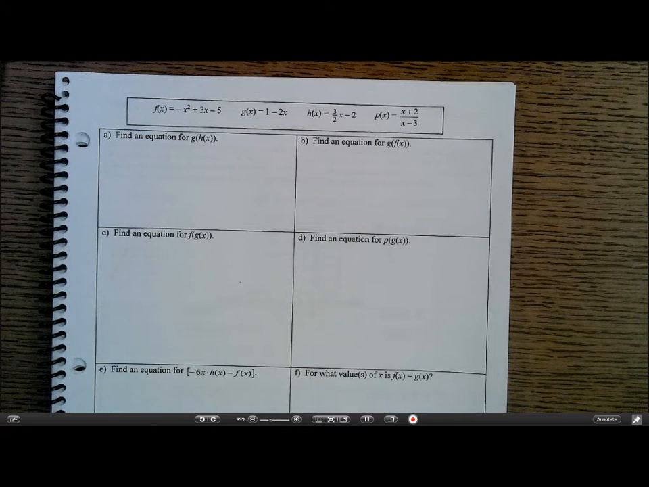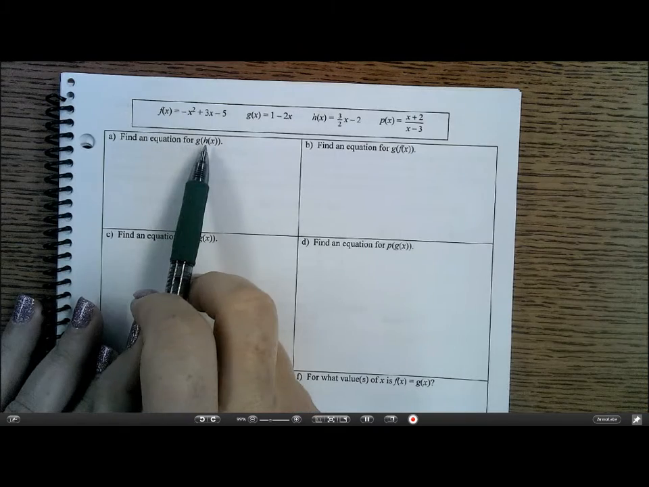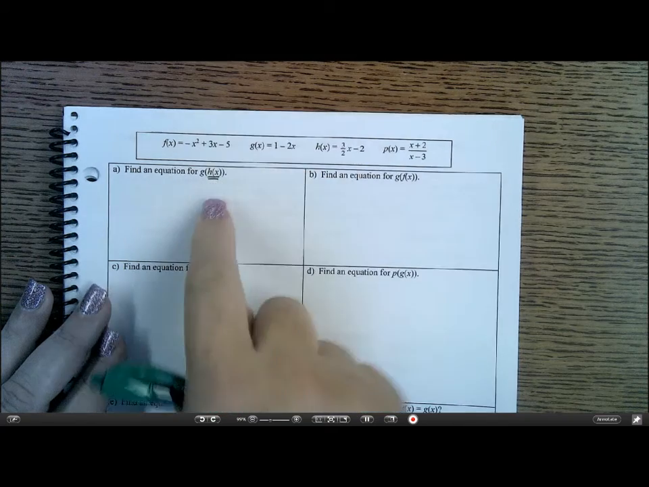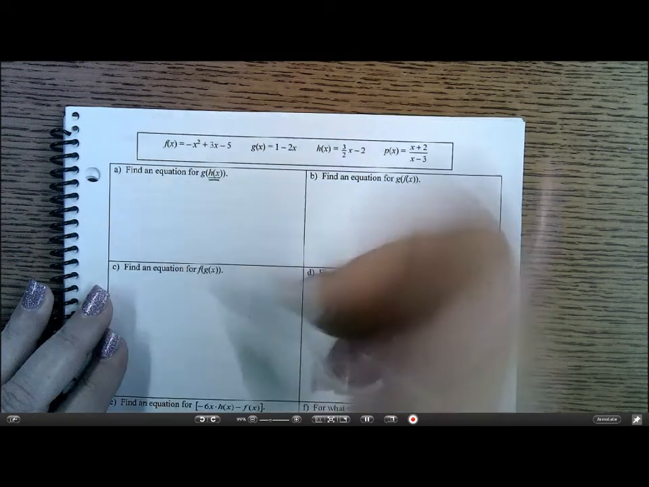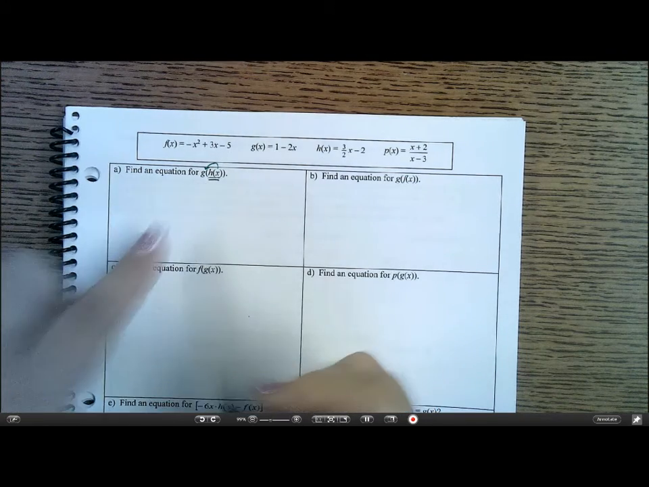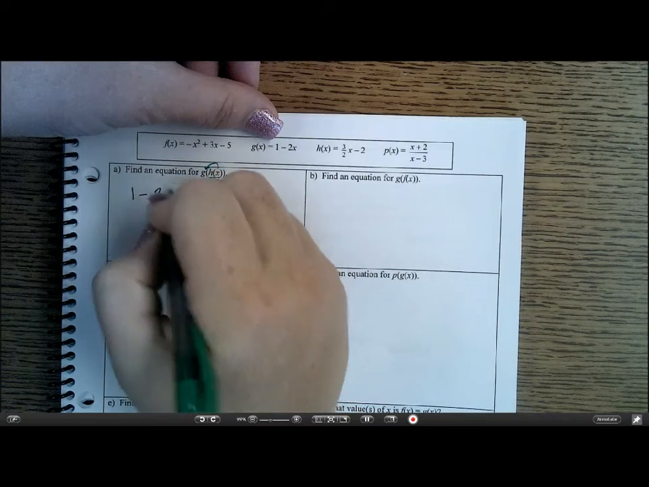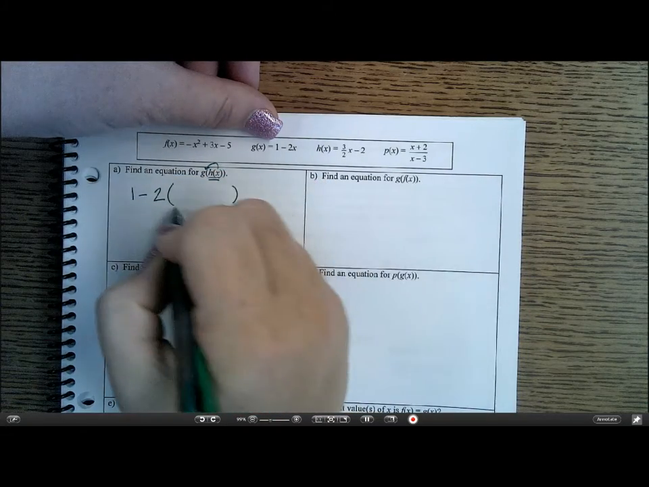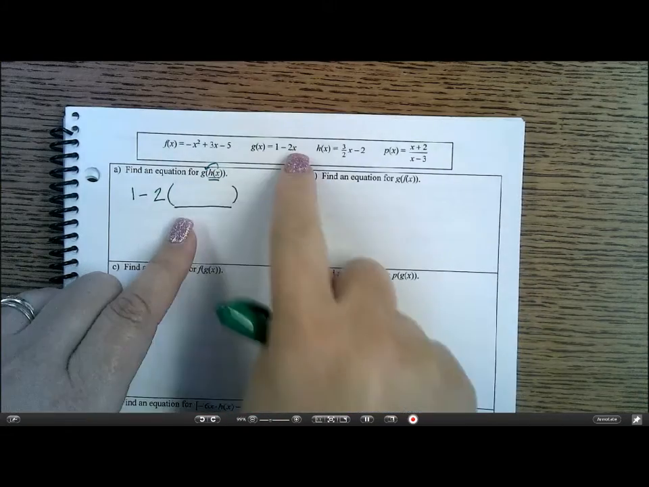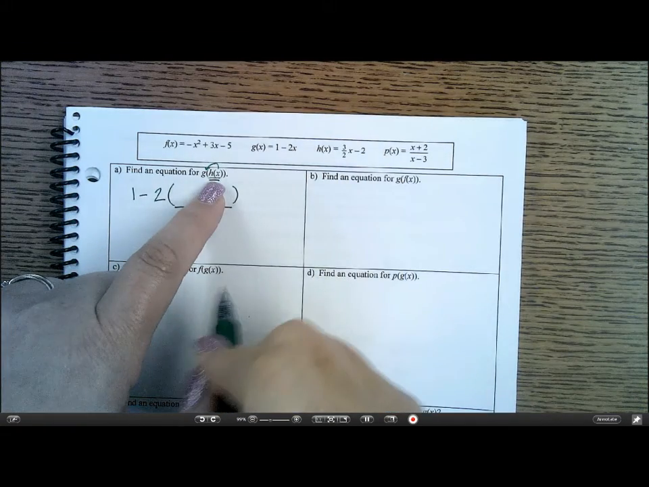All right, so we are on our last page of day 8 notes. We are asked to find an equation for g of h of x. So basically, we are just taking the h function and plugging it into the g function. So in the g function, we have 1 minus 2 and then x. This is where I'm replacing the x and I'm supposed to plug in the h function.